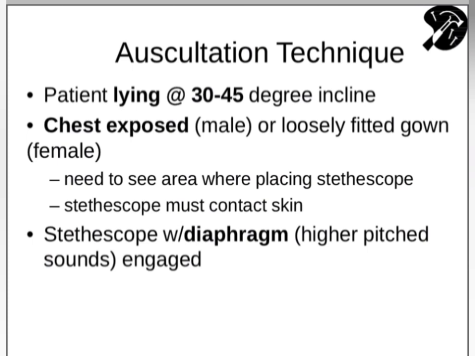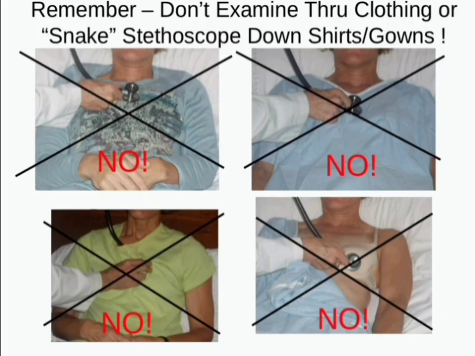The patient should be at 30 to 45 degrees with the chest exposed in a male, or a loosely fitted gown in a female. You need to see the area where you are placing the stethoscope. The stethoscope must contact skin. Start with the diaphragm, as higher pitched sounds are engaged first.